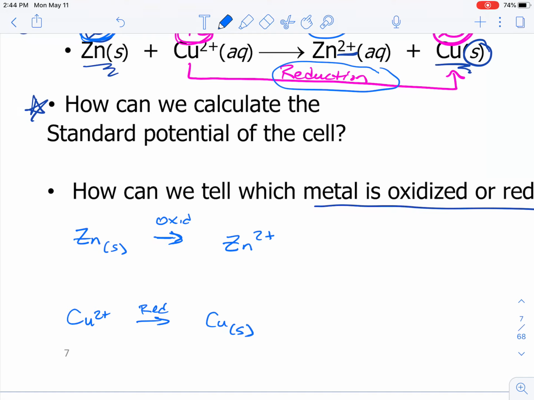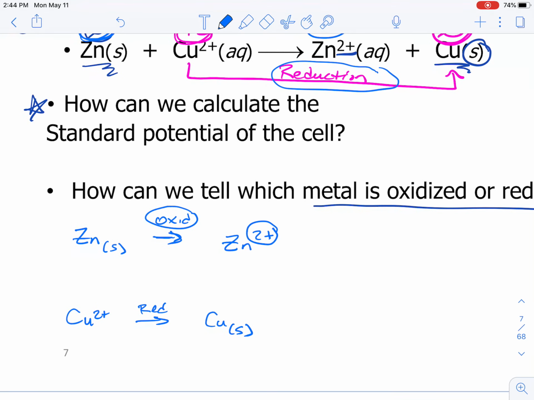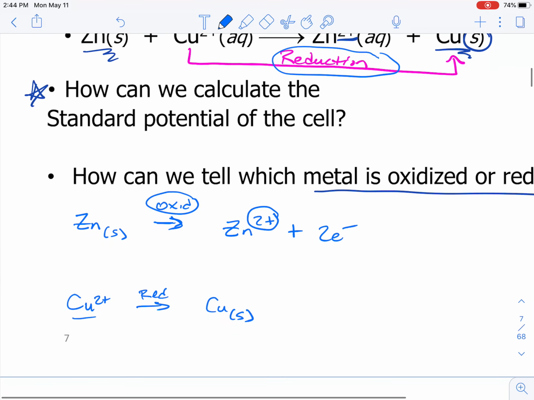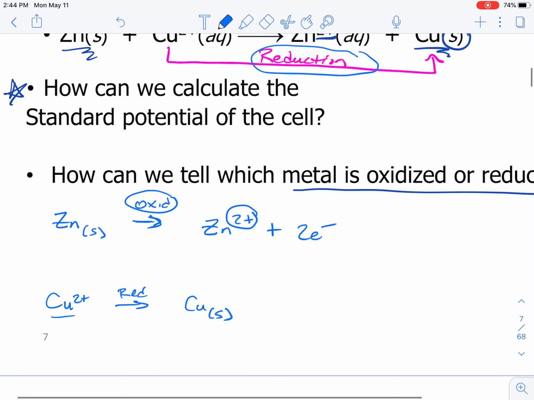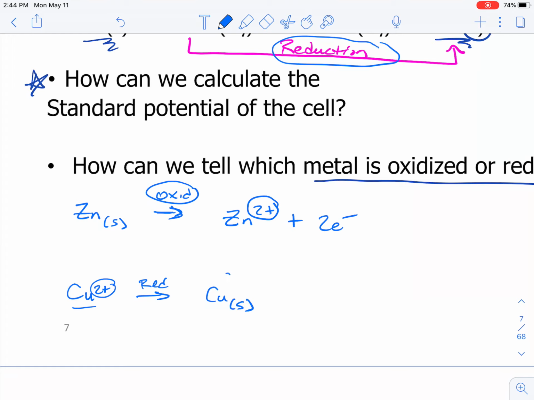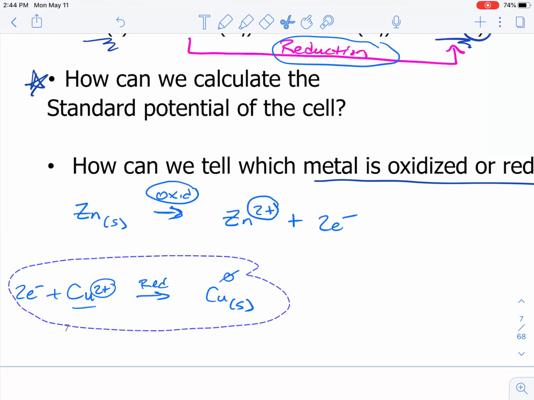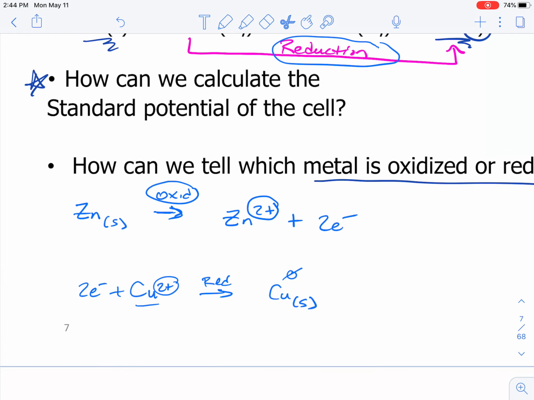Okay, and so since zinc is undergoing oxidation, and since the charge is +2, that means it had lost 2 electrons. And since copper 2 plus is undergoing reduction, reduction means to gain electrons, and since this is going from a +2 to a 0, it's going to have to gain 2 electrons. And so overall, these are our 2 half reactions.